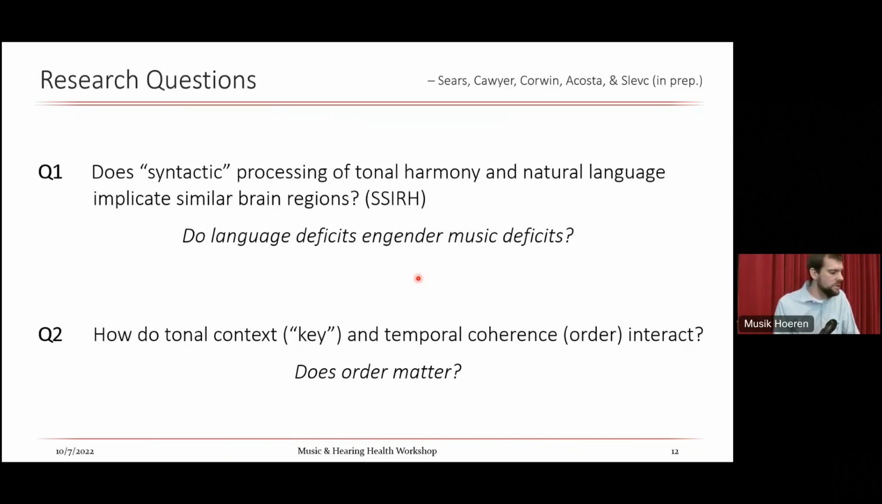And then the second question, how do tonal context, this sort of semantic relatedness idea, and temporal coherence, or the actual order of chords, how do these two things interact? Does order matter in people with aphasia?